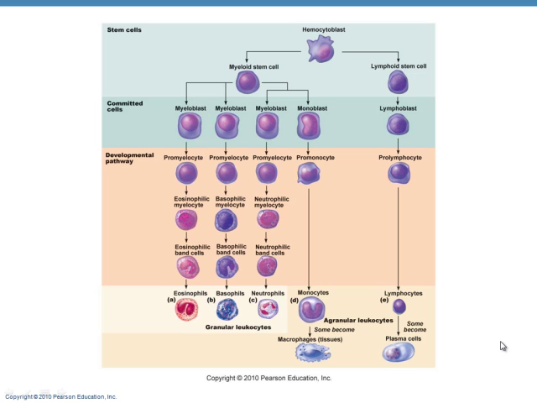Neutrophils, lymphocytes. Never let monkeys eat bananas. Neutrophils, lymphocytes, monocytes, eosinophils, basophils. Why did I put them in that order?